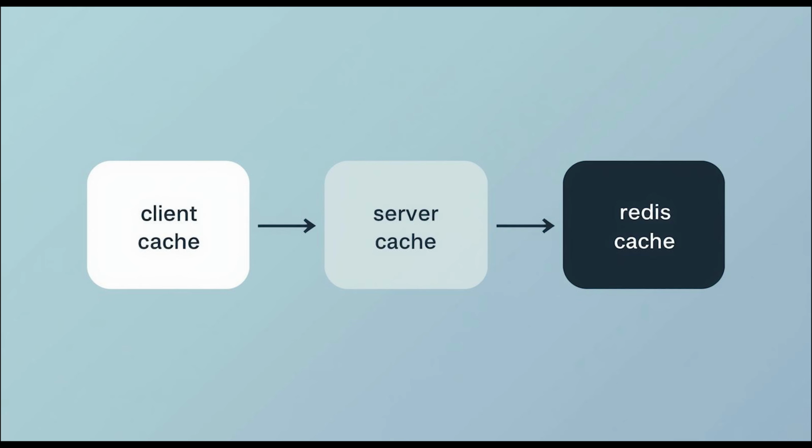Caching is the ultimate performance booster if you cache at multiple levels. One, client-side caching using HTTP headers like cache control. Two, server-side caching using memory or distributed caches like Redis. Three, database query caching for repetitive reads. If your data doesn't change often, caching can turn a 500 millisecond response into 5 milliseconds. But remember to invalidate caches correctly. Stale data can be worse than slow data.